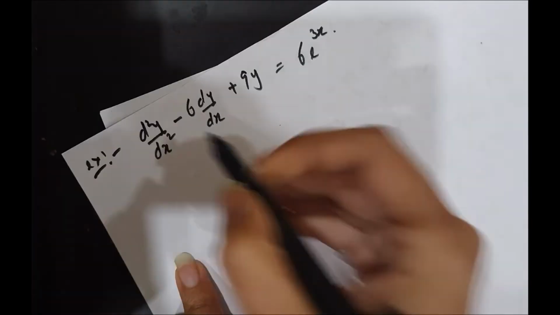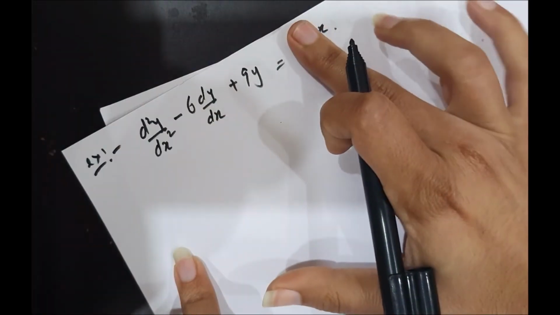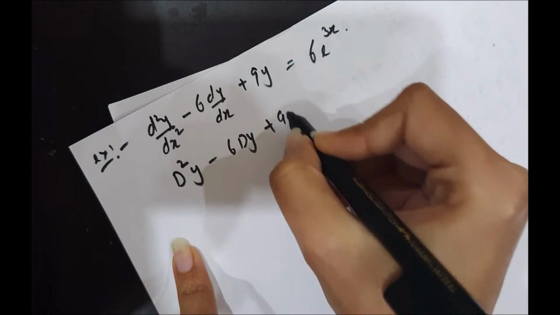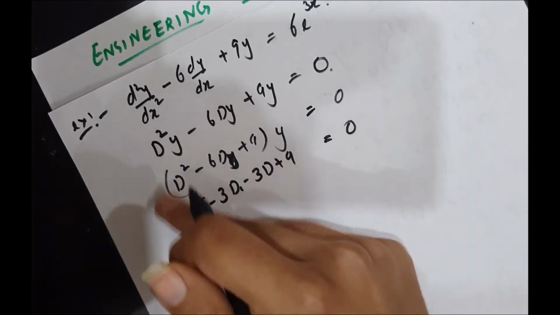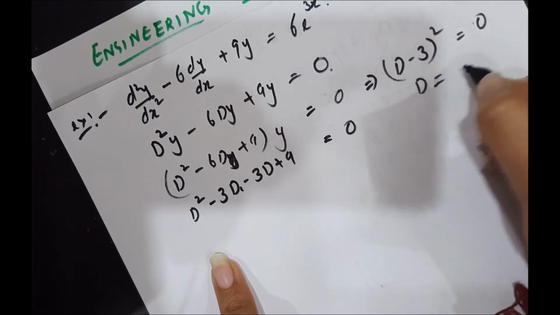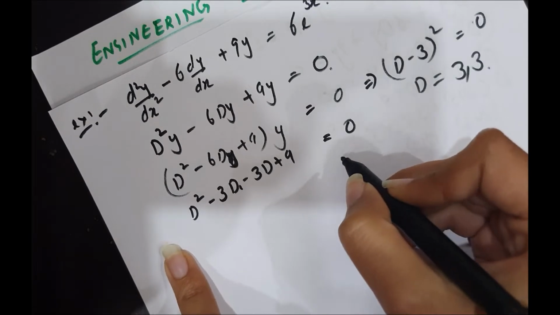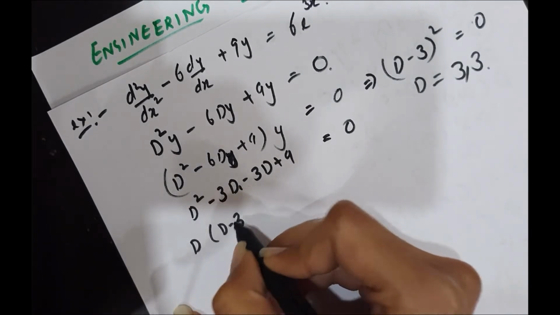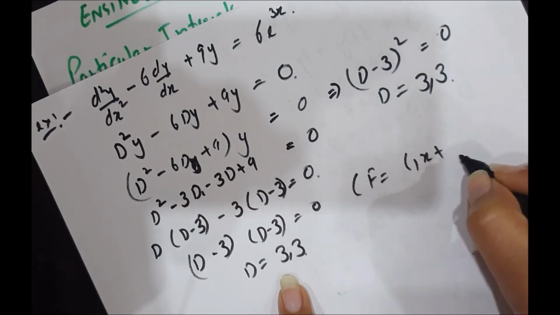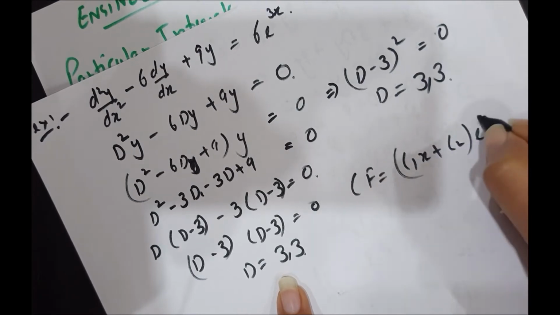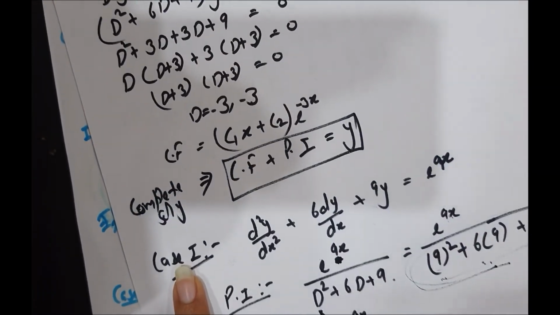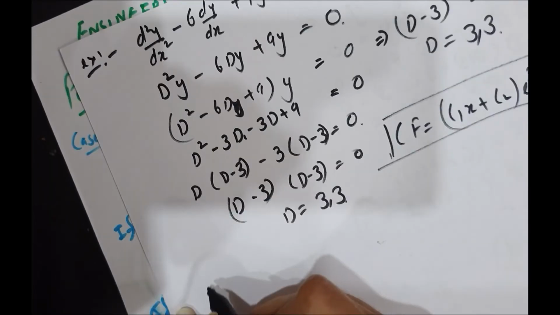Let's take an example of it. First of all, find its complementary function. Forget this. Its complementary function will be d square y minus 6 dy plus 9y is equal to 0. It became an identity here. You can also write d minus 3 whole square is equal to 0, and d comes out to be 3, or you can do it this way also. So its complementary function would be... in the previous example it was minus 3. So put minus here, minus here. We got the complementary function. Now particular integral.